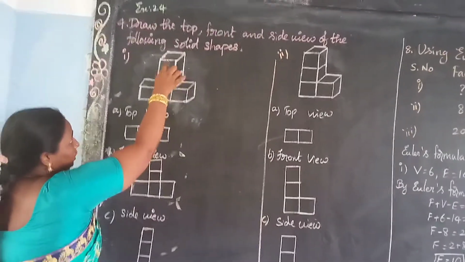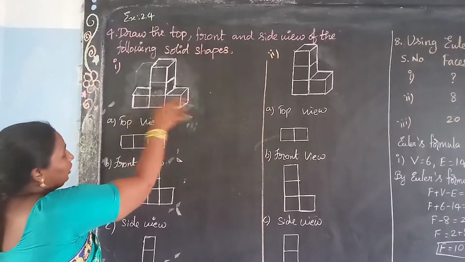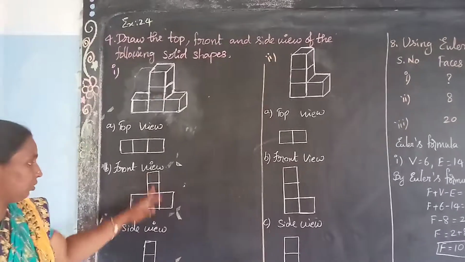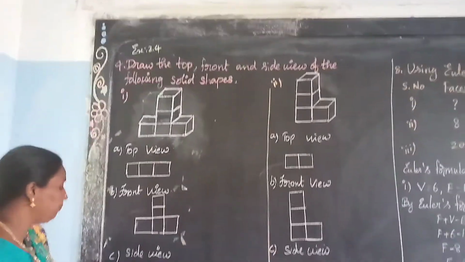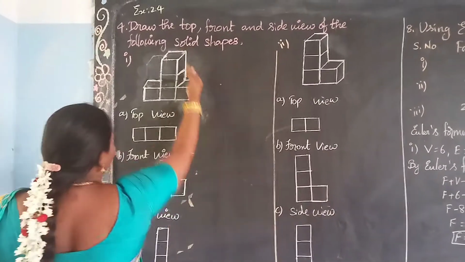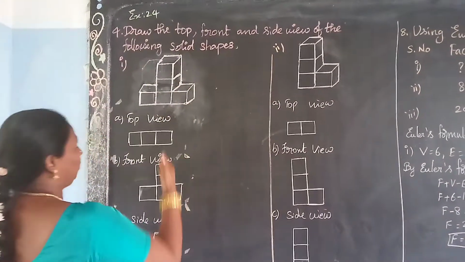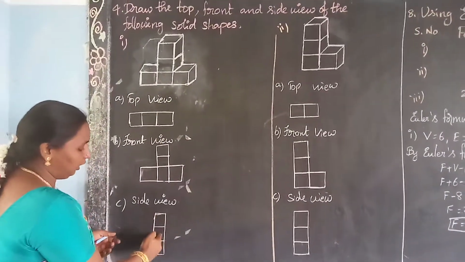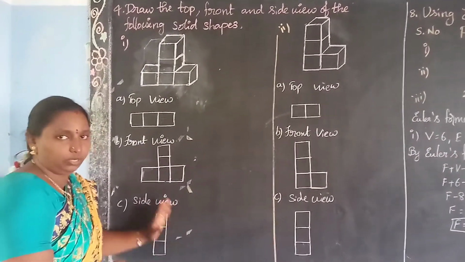How many boxes are here? 1, 2, 3. Here also at the bottom, 1, 2, 3. So 3 squares and also here 3 squares. Okay. Next see the side view. If you see this solid shape from the side now, it will look the same. So 1, 2, 3. 3 boxes only, these 3 squares only. This is the 3 squares.